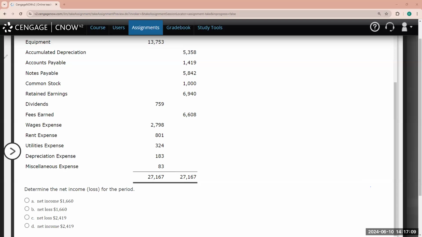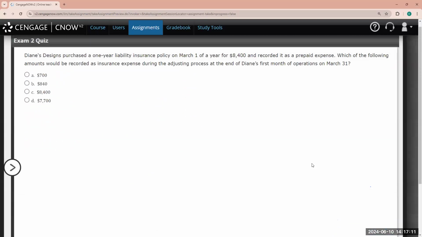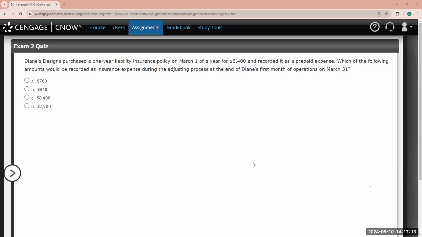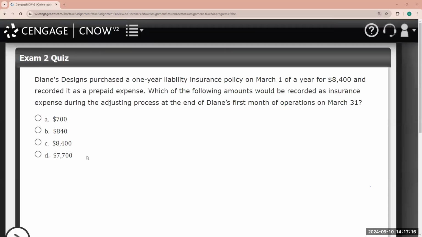All right, so this brings us to our next question. Here it asks, which of the following amounts would be recorded as insurance expense during the adjusting process at the end of Diane's first month of operations on March 31st? So here it states, Diane's Designs purchased a 1-year liability insurance policy on March 1st of a year for $8,400 and recorded it as prepaid expense. Which of the following amounts would be recorded as insurance expense during the end of the period?